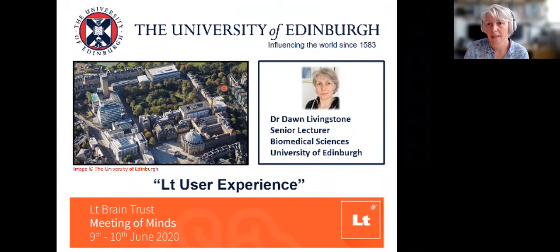As Marcus said, I'm at the University of Edinburgh and I am lucky enough at the moment to be in my office. This is our central area campus and I'm in this building just here, and this is the old medical school where we do most of our undergraduate teaching.